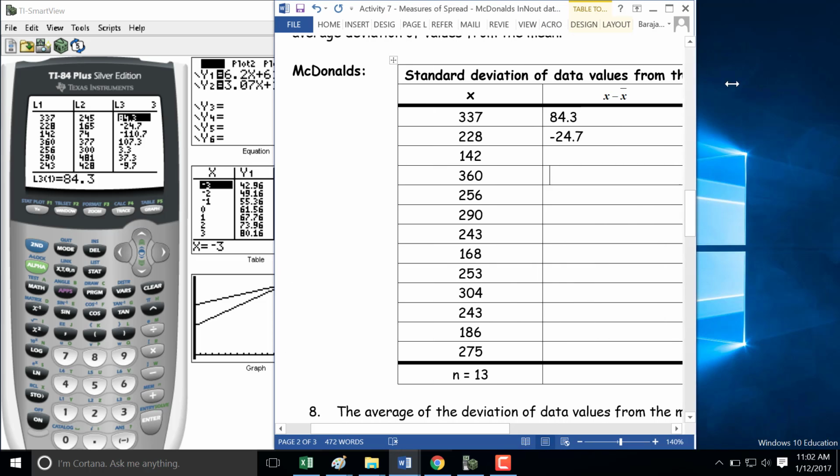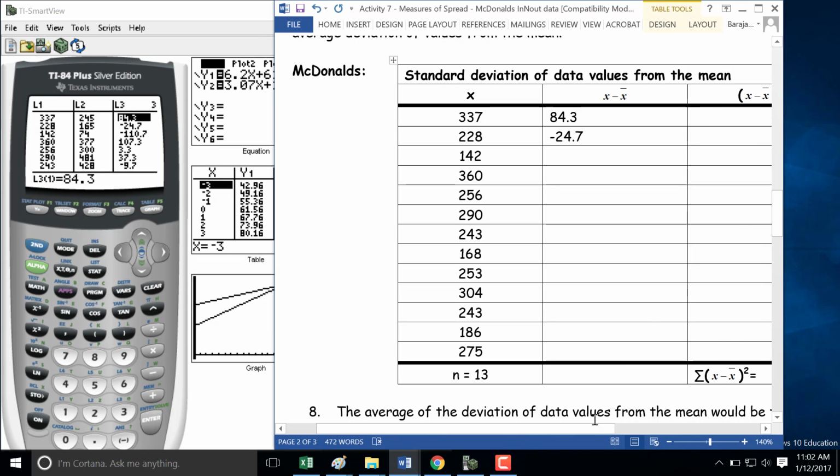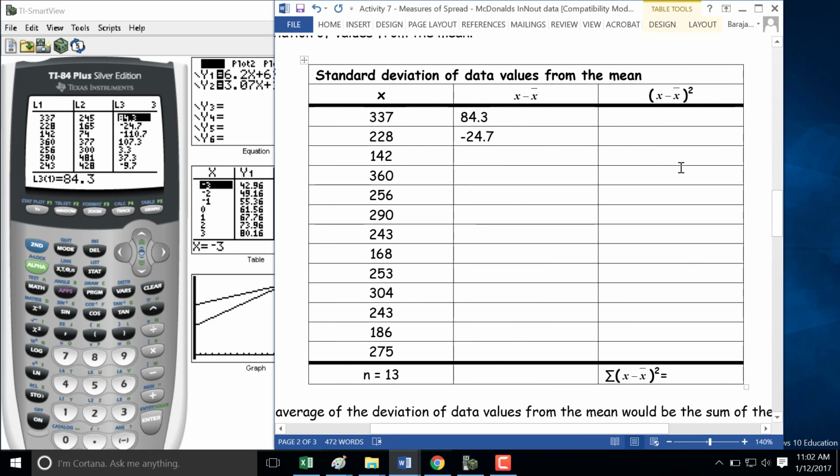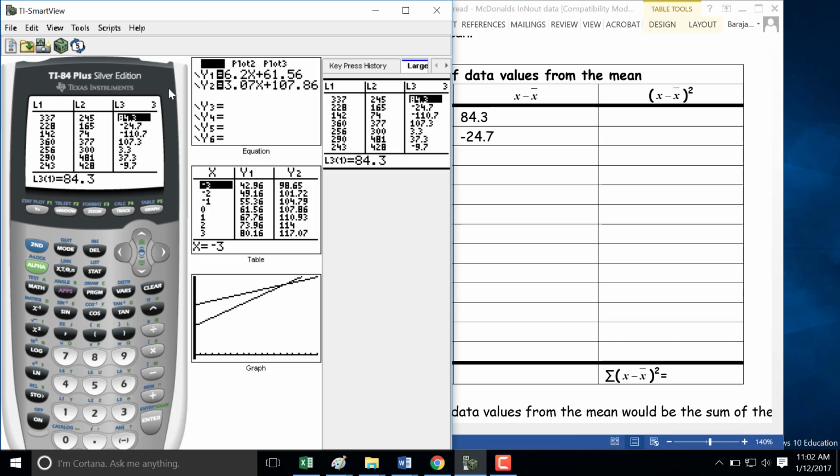Now I need to square each one of those. That's the next column over here. So I can go back to my calculator. I know that this is L3, so I'm going to go to L4. I'm going to clear what's in L4, and now go back to L4, and I'm going to do a little equation here. So I'm going to do L3 to the power of 2, squaring it. Enter, and it squared all of them. So now I can just copy those numbers right in here.